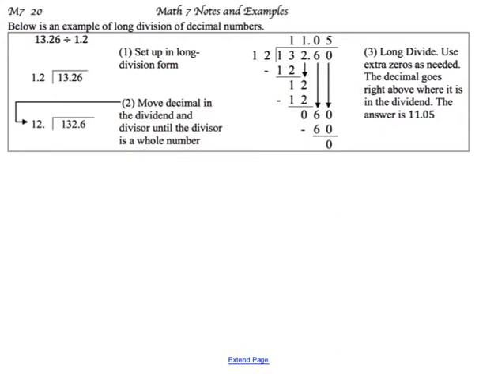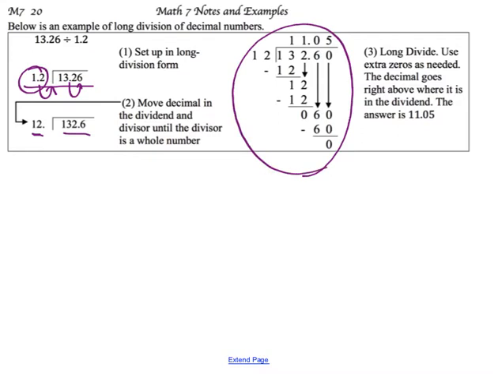When you divide decimal numbers, you're going to need to use long division. Now, in order to set this up, you can put it into long division form, but you need to divide by an integer, and 1.2 is not an integer. So you move the decimal one place over, and you move the decimal one place over here, and you end up dividing 12 into 132.6. And then over here you can see the long division being completed. You can pause the video and look at that in more detail if you want, or it's in your notes.